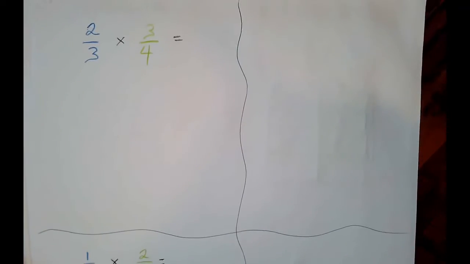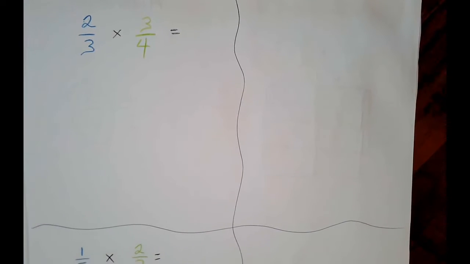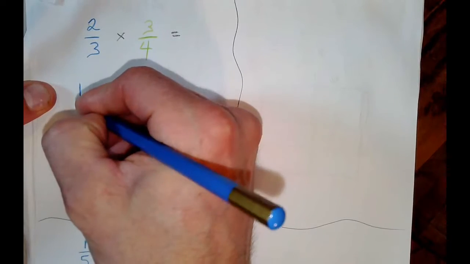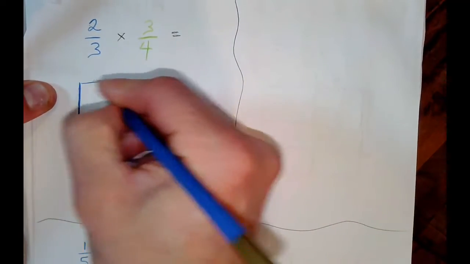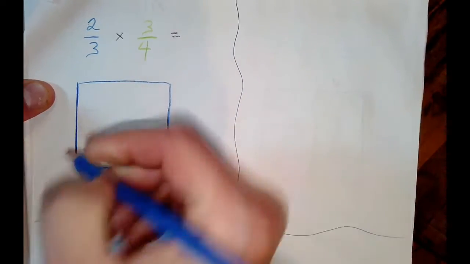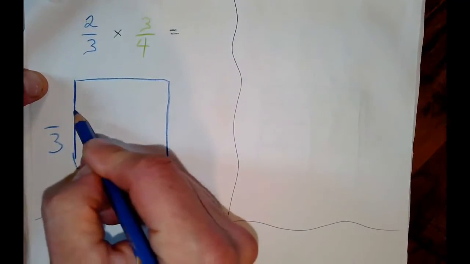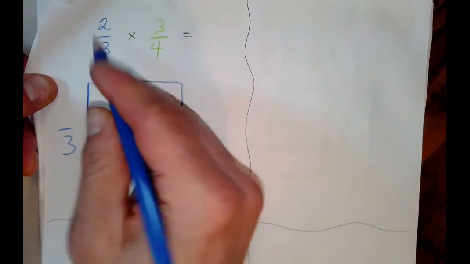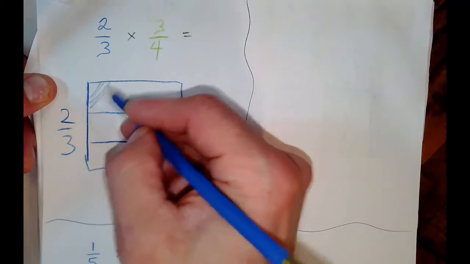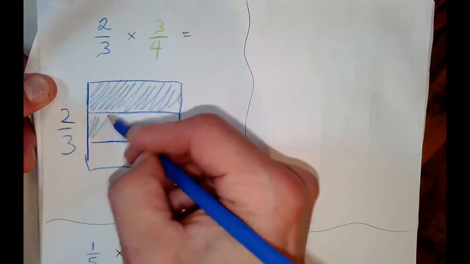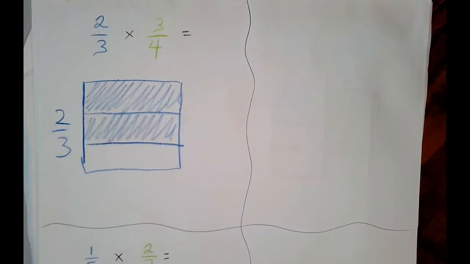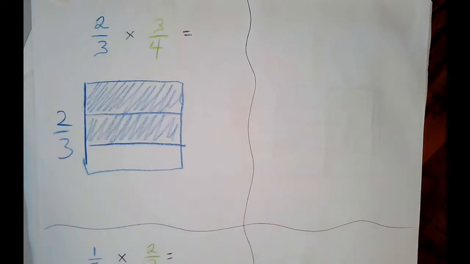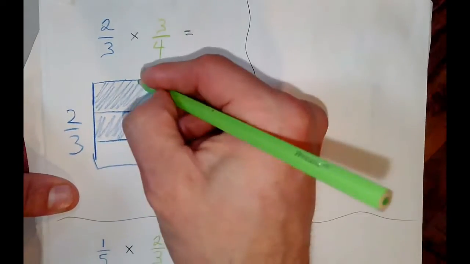A little more difficult to work with. Let's say we have 2/3 times 3/4. So again, I'm going to make thirds. There's my 1 whole. I'm going to make it into 3 pieces. Of those, I'm going to shade 2. Here we go, shading 2. There's 2/3. How many times am I going to have that 2/3? 3/4. So I'm going to take those 2/3 and split them into fourths.